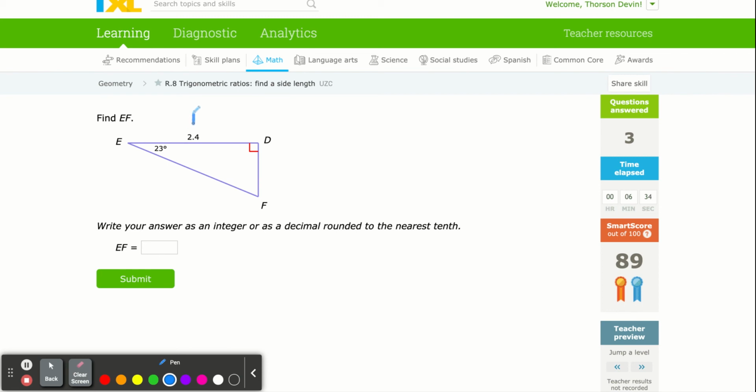Again, I know this side here, I'm looking for EF. EF is the hypotenuse, and I'm looking at this angle, so I'm going to use cosine again. Cosine of 23 degrees is equal to the adjacent side, which is 2.4, divided by the side length of EF, or the hypotenuse, which I don't know. This is going to take a couple steps because the EF's in the denominator. So EF is actually going to equal that 2.4 divided by whatever the cosine of 23 is.